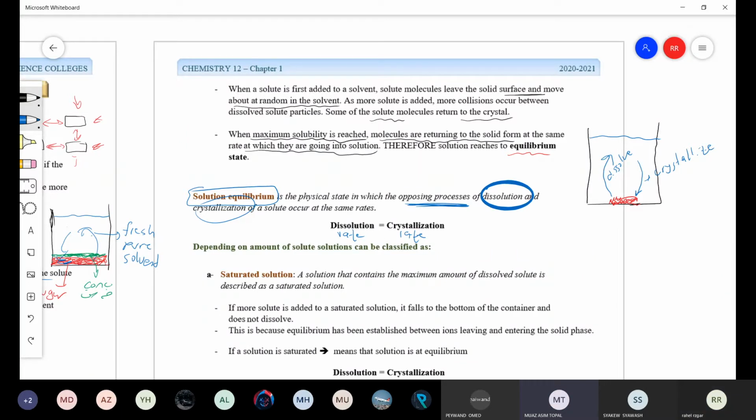Not all of the solution's solutes crystallize. For example, non-electrolytes.